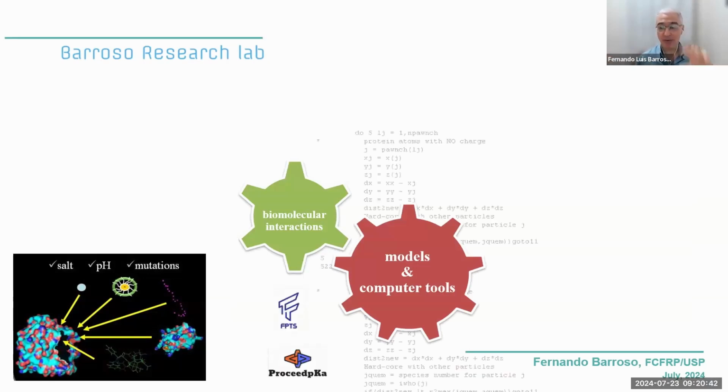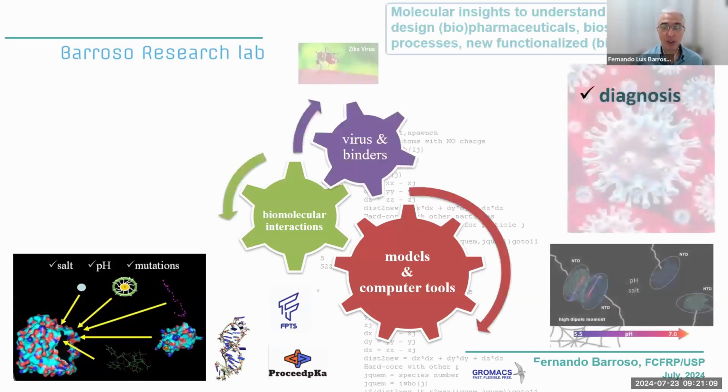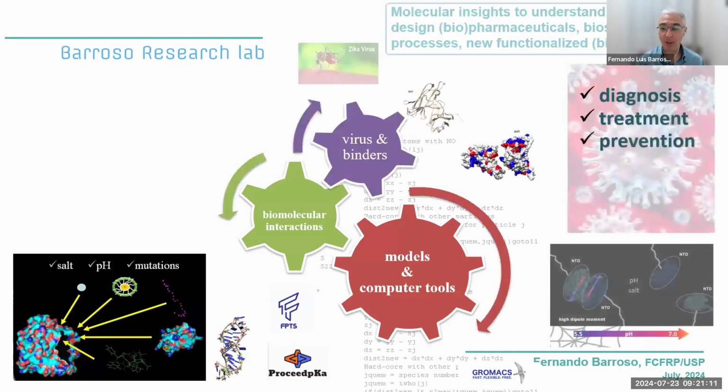A few examples of tools that we have been developing are FPTS, a titration scheme for constant pH simulations, and PROCEED pKa, where we apply these ideas of physical chemistry to identify epitopes in proteins related to viruses. These are things that we have been developing. We also use available tools like GROMACS for molecular dynamics. And our goal is, of course, to understand the molecular basis of nature.